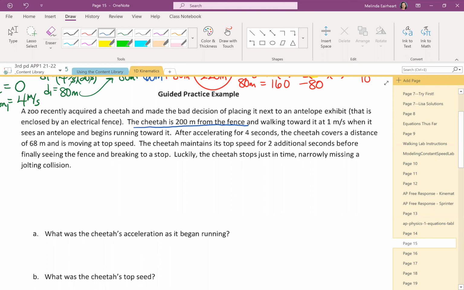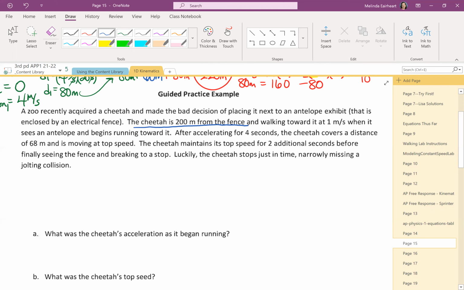So the cheetah's just walking along at 1 meter per second when it sees an antelope and of course begins running towards it. After accelerating for 4 seconds, the cheetah covers a distance of 68 meters and is moving at top speed. The cheetah maintains its top speed for 2 additional seconds before finally seeing the fence and braking to a stop. I guess the cheetah's touched the fence before, huh? Knows it better stop. Luckily, the cheetah stops just in time, nose to fence, narrowly missing a jolting collision.